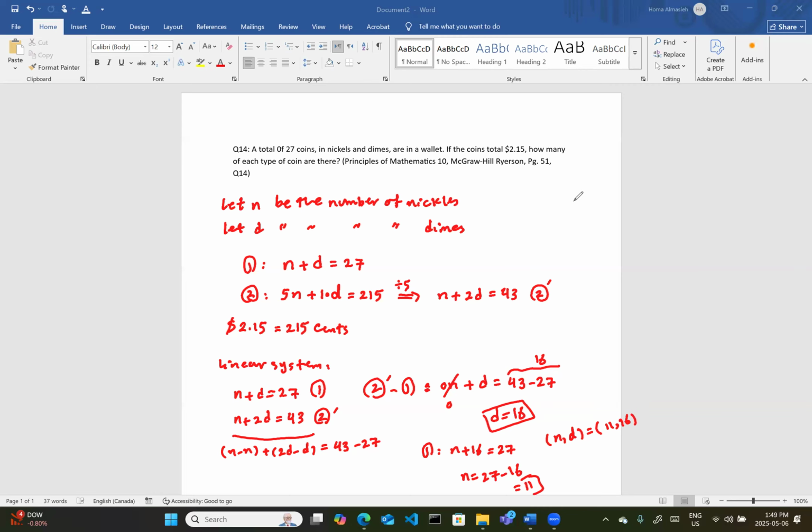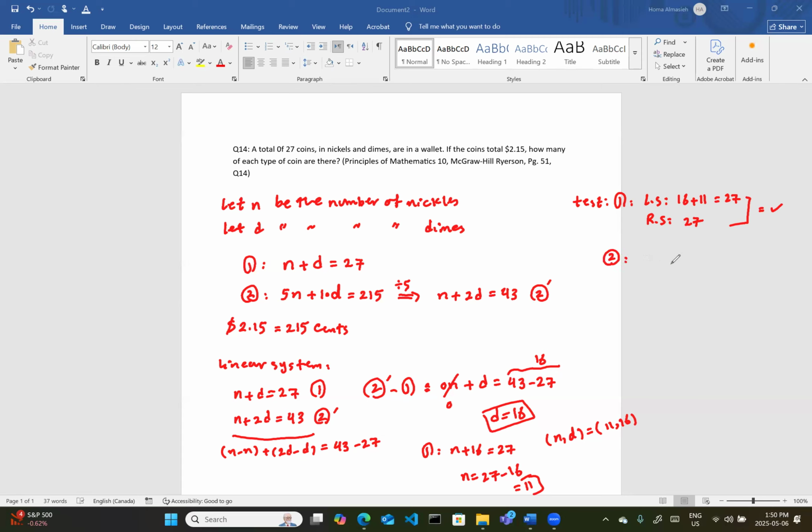Now let's test the answer. In the first equation, we're going to check the left side and right side to make sure they are equal. The left side is n plus d, so 11 plus 16 equals 27. And the right side is also 27. So the left side equals the right side.